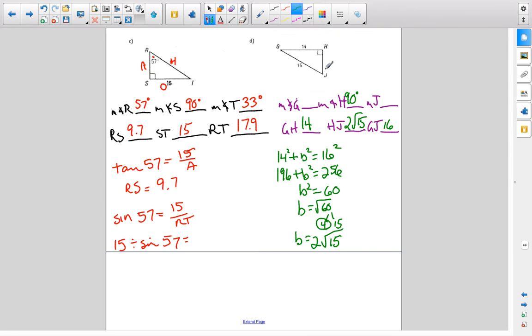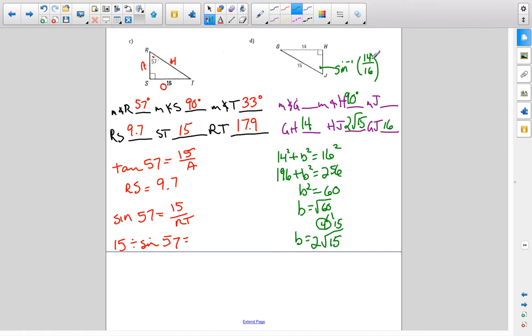Okay, let's find our 2 missing angles. Angle J. Opposite from angle J, if we're standing on angle J, 14 is opposite. This 16 is the hypotenuse. Opposite and hypotenuse is sine, and we're looking for an angle, so that's second sine, and we feed it opposite over hypotenuse. And let's see what we get.